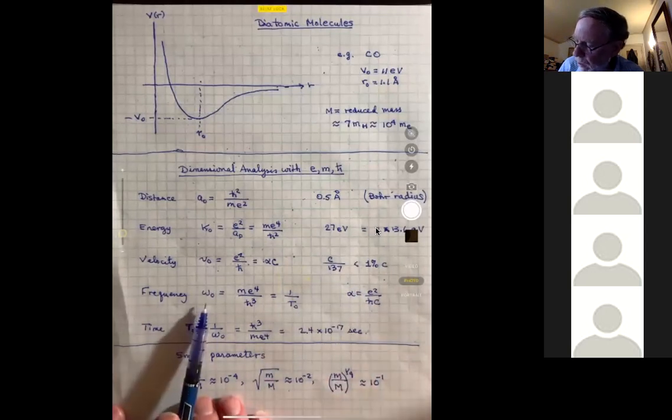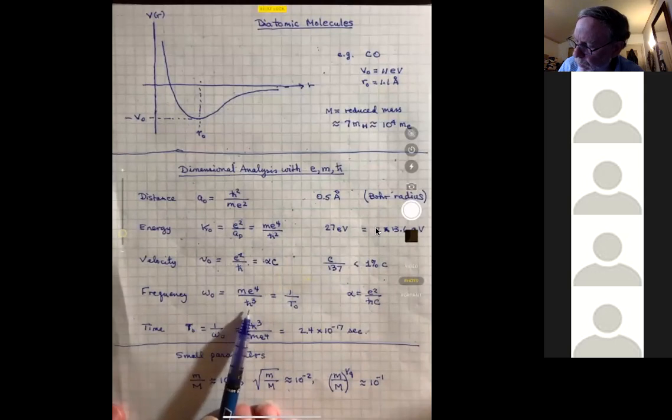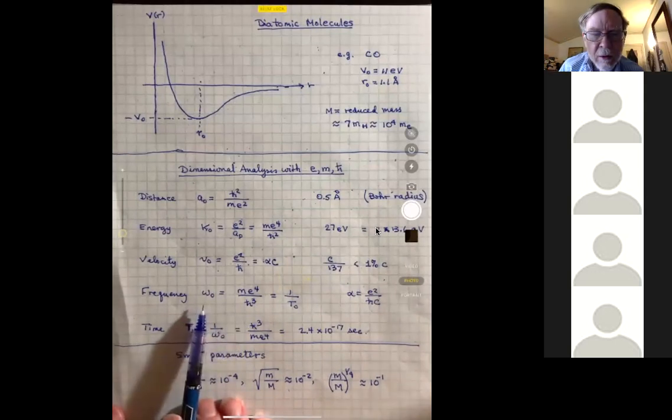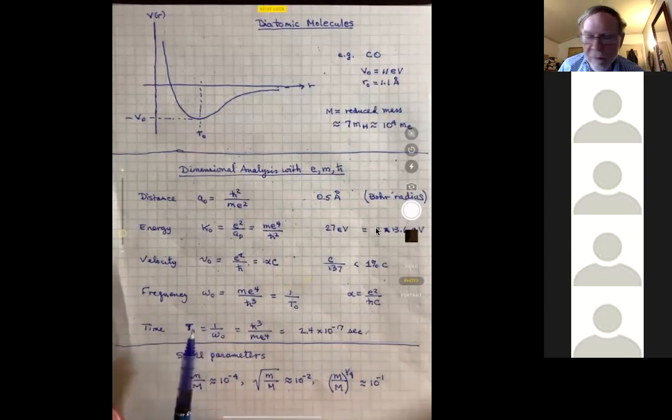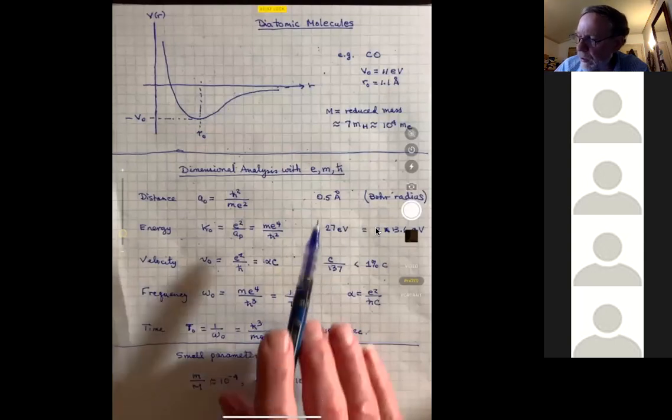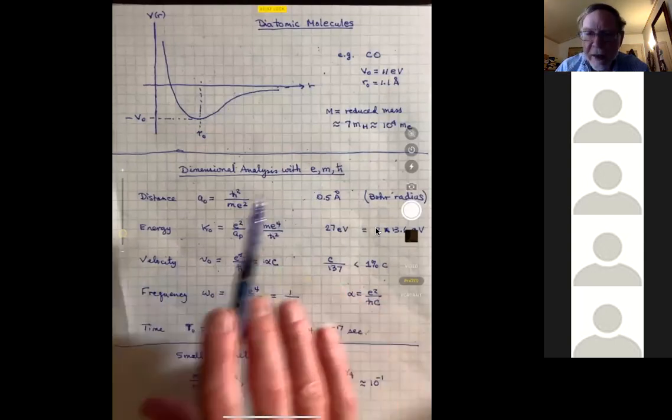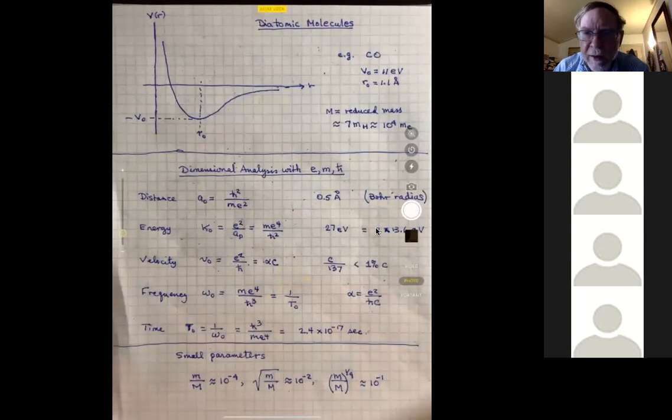The frequency is omega naught. Here it's m e to the fourth over h bar cubed. This is basically the frequency of the orbiting of the electron in the ground state of hydrogen. In fact, all of these quantities here are the same as the quantities that occur in hydrogen. And the reason is that hydrogen has the same three fundamental constants, e, m, and h bar. So it determines the same scales for hydrogen as it does for the molecule.